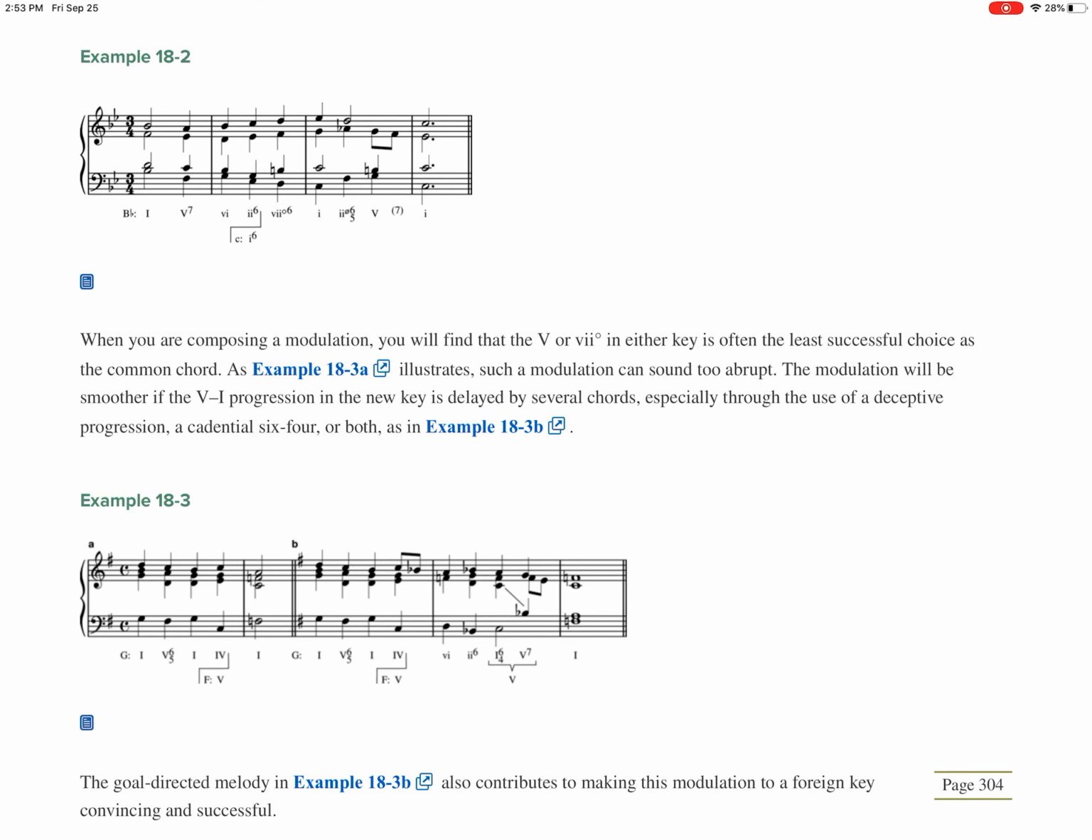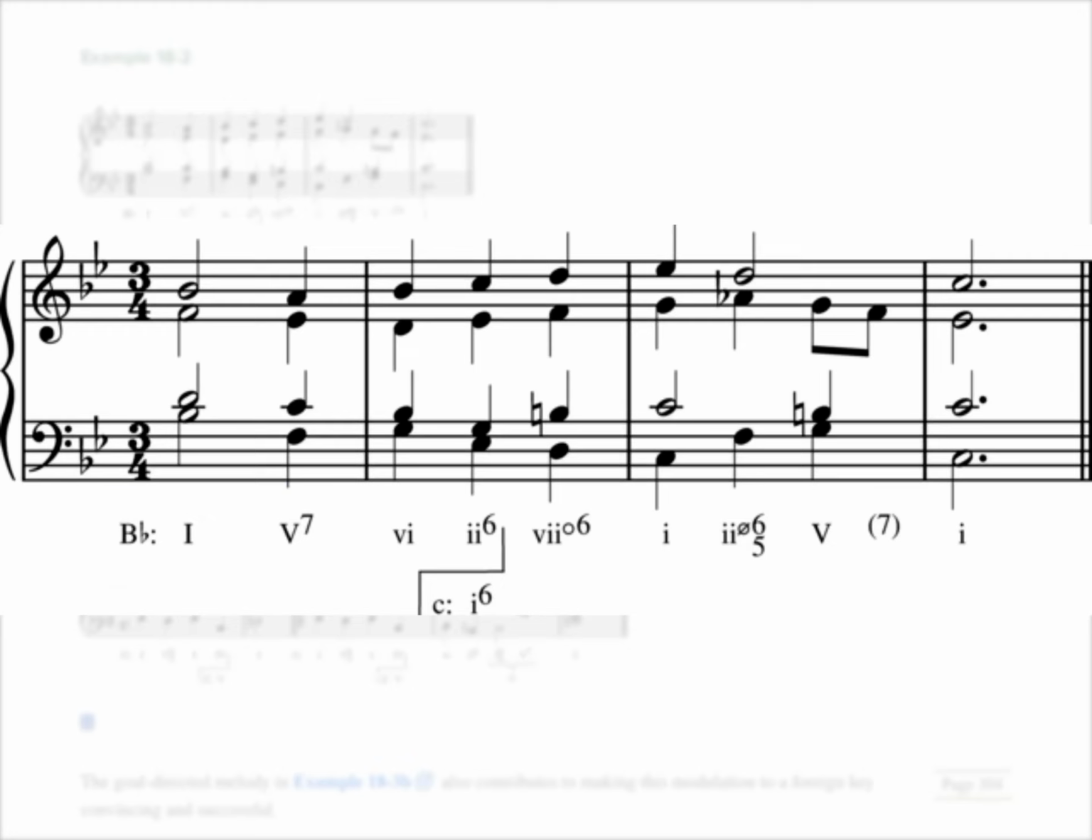Okay, so here's something in B flat that starts in B flat major and ends in C minor. So here's B flat.